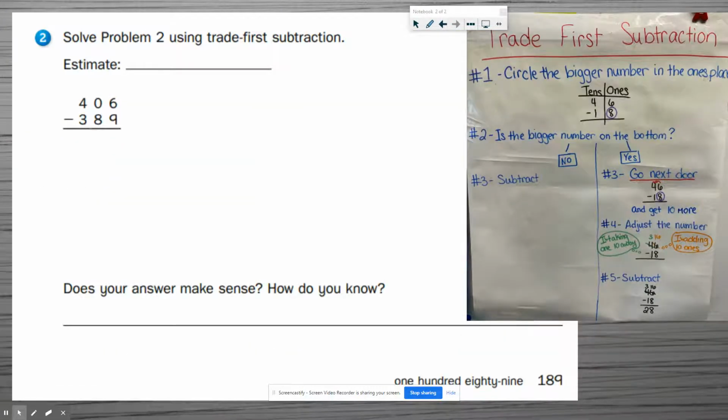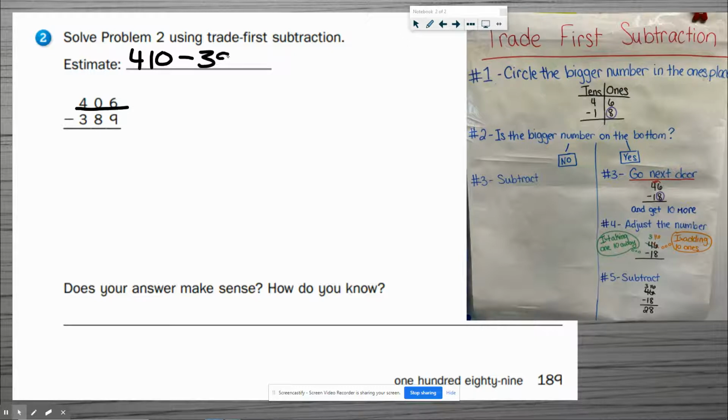All right, let's look at number 2 on this page. I'm going to do my estimate of 410. 406 is close to 410, minus 390. Again, I'm going to write my numbers vertical. It helps me to write them vertical because then I'm not going to mess up my place value. 0 minus 0 is 0. Circle the bigger number.